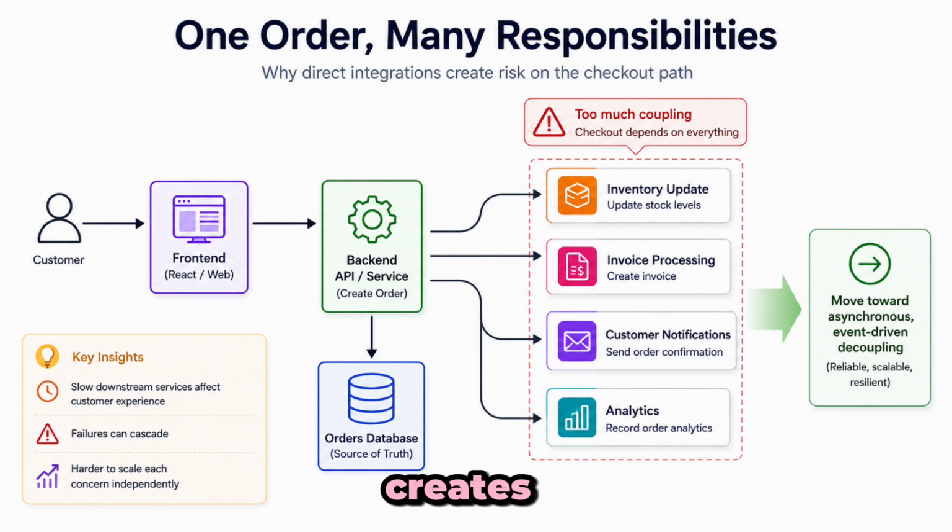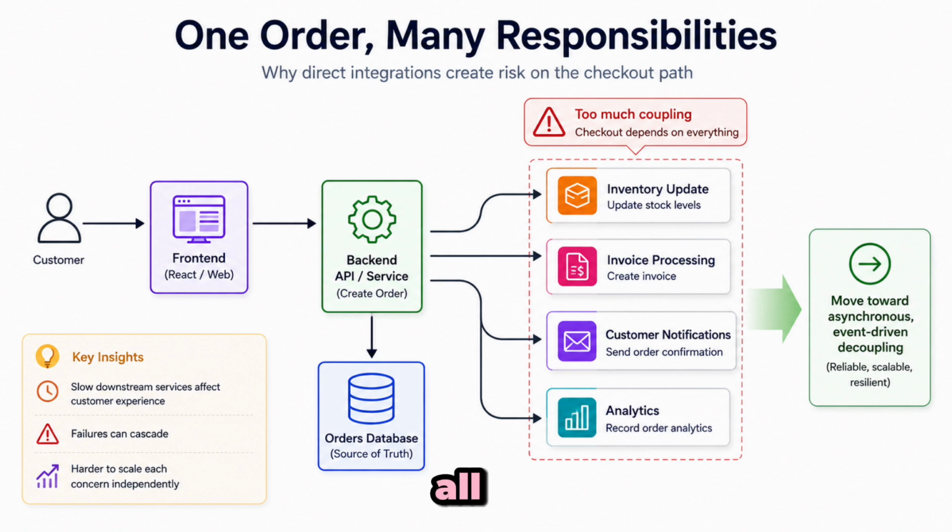The customer creates an order through the front end, and that request comes into our backend API. The backend has one critical responsibility shown underneath it: save the order into the orders database. But look at everything else the backend might also need to do. Update inventory, create an invoice, send the customer a confirmation, record analytics.